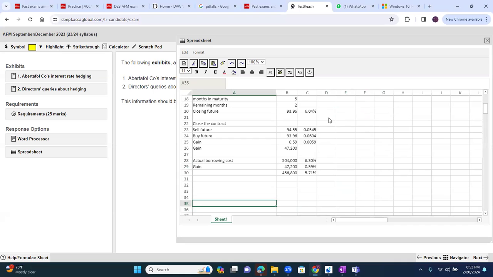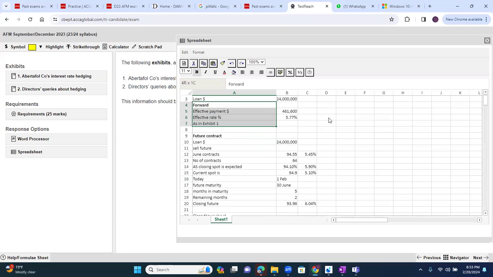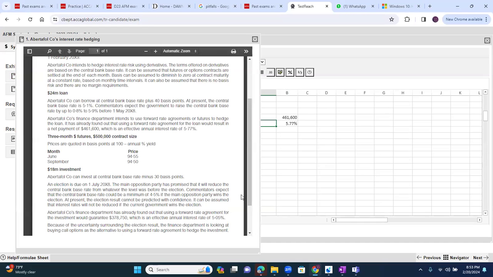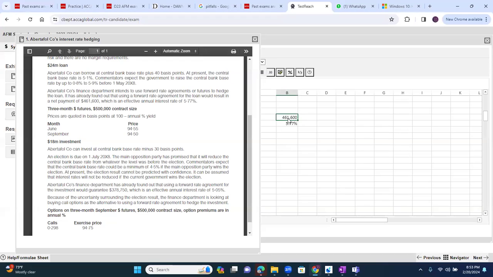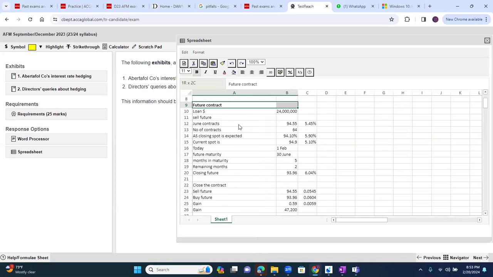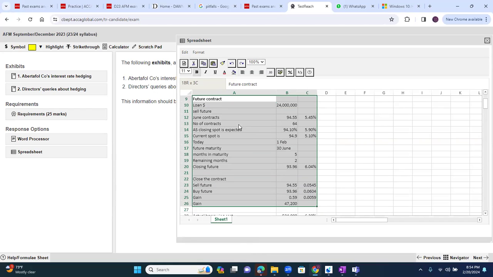Next, let me calculate the investment side as well. Let's quickly write the forward. Okay, this is effective income. And how much was it given? 378,750. 5.05%. Now let's solve the option, but let's copy all the steps of the future, because future and option steps are quite interrelated. So let me copy all the steps.